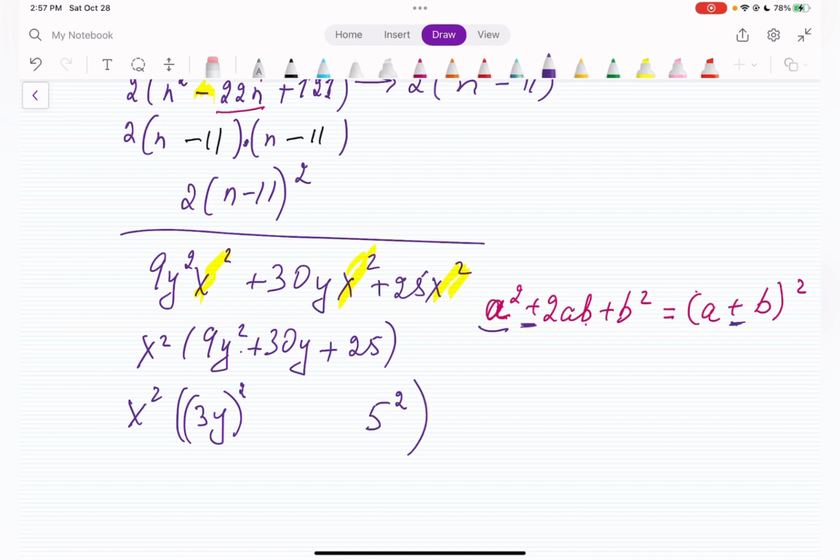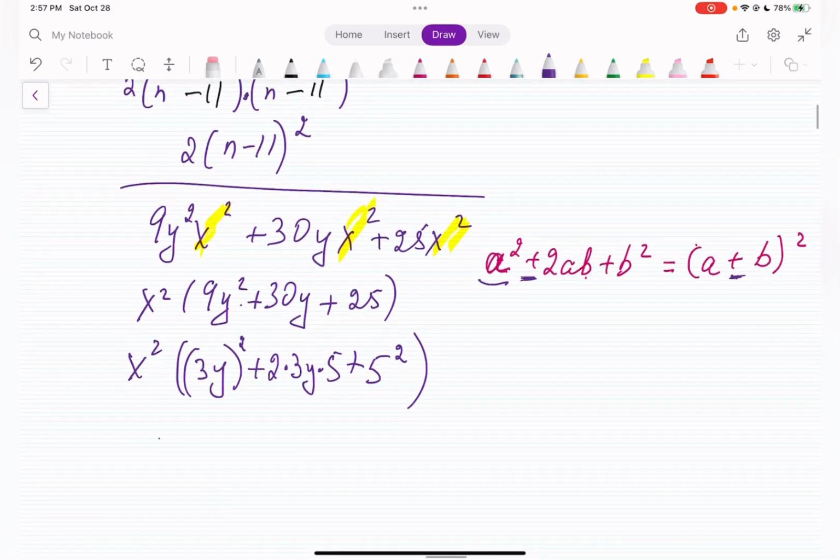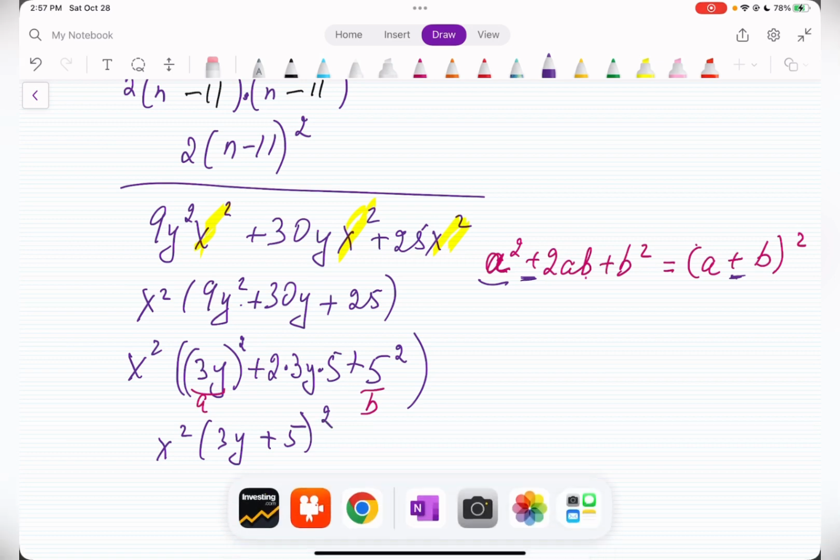So in the middle, 2ab has to be 30y. Let's write down. 2 times a is 3y, b is 5. So 2 times 3 is 6, 6 times 5 is 30. Okay, so we are getting x squared, 3y plus 5, because this is my a and this is my b. 3y plus 5 squared. So x squared and then 3y plus 5 squared.